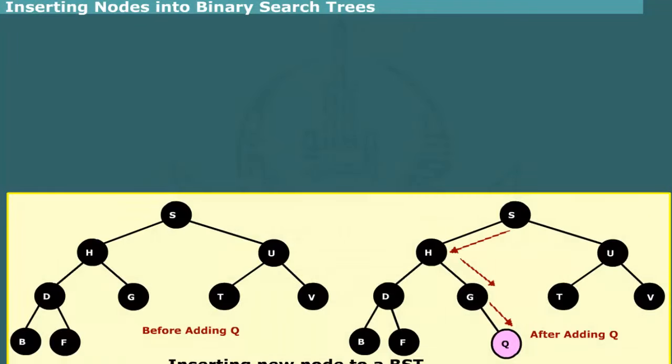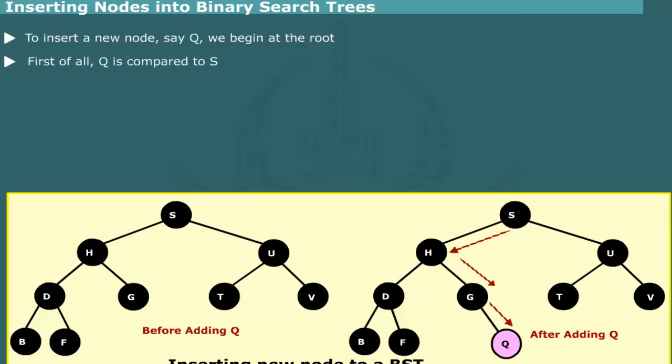Example. Consider, for example, the binary search tree shown in the figure. To insert a new node, say Q, we proceed as follows. Beginning with the root, we compare Q with the keys of a node. First of all, Q is compared to S. Since it is less than S, we move to the left child, which contains H.